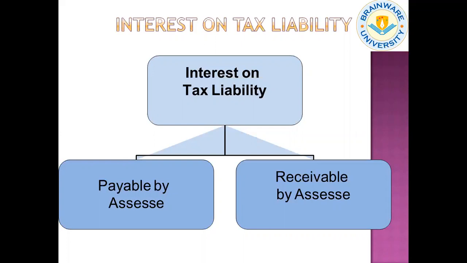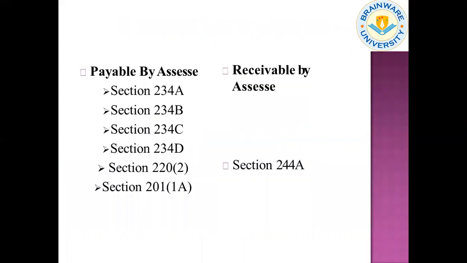From the screen, we are seeing that interest on tax liability may be payable by the assessee, or may be receivable by the assessee. Now, if he is a defaulter of the payment, then he will pay the government. In that case, the assessee is the payer. And if he pays any extra amount of tax, then the government will pay him interest. But that's a very rare issue. In most cases, the government will refund or adjust that amount in the next financial year with his tax payment. So let's proceed.